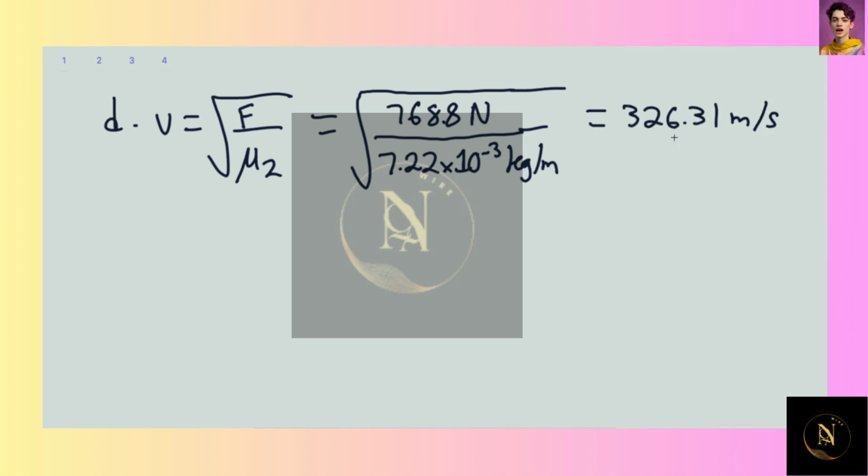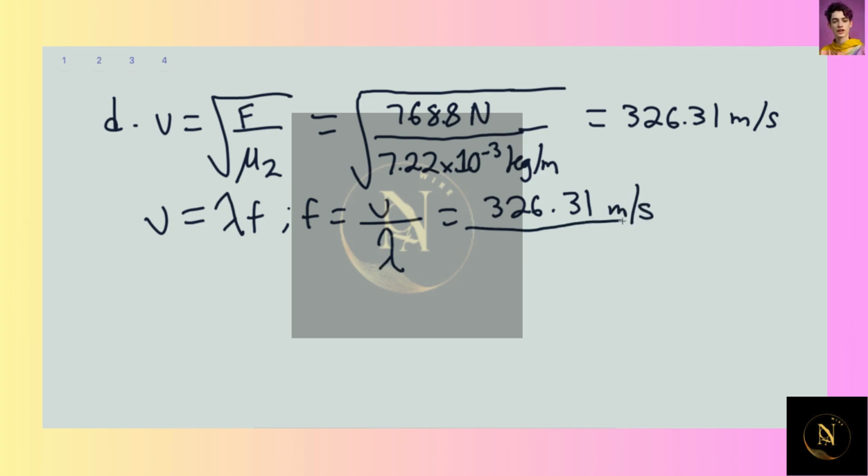And we'll have a speed of 326.31 meters per second. Again, we know that the speed of propagation equals the wavelength times the frequency, and we're trying to find the frequency. So the frequency is equal to the speed of propagation divided by the wavelength: 326.31 meters per second divided by the wavelength of 0.662 meters that we found in the previous slide. We simply have to evaluate this, and the frequency is equal to 492.9 hertz.